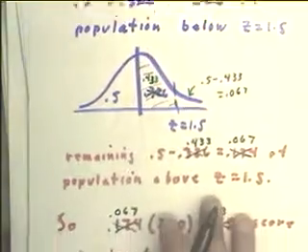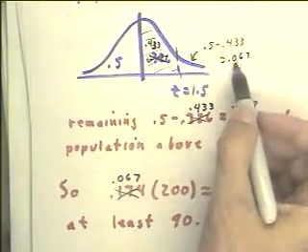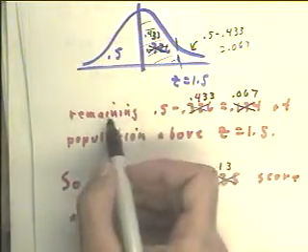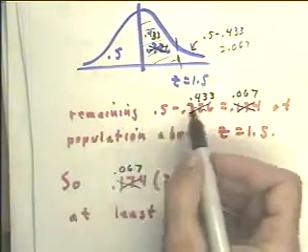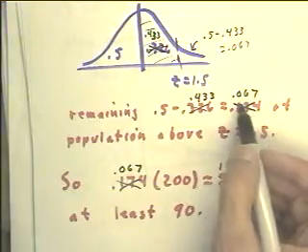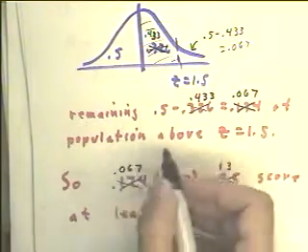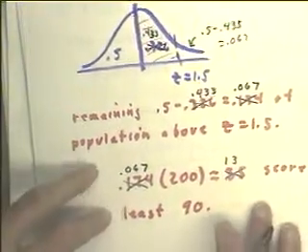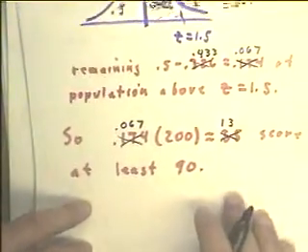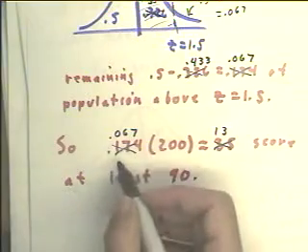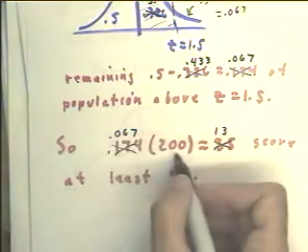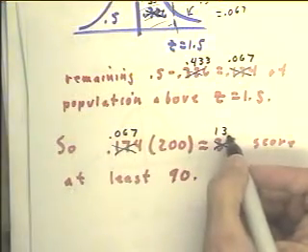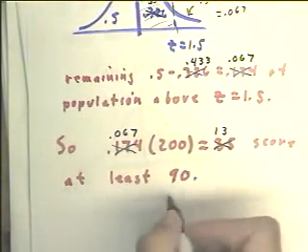equals 1.5. So above z equals 1.5 we have this 6.7% of our distribution. So we write that in words. The remaining 0.5 minus 0.433, or 0.067 of the distribution, lies above z equals 1.5. Our conclusion is that the 0.067 of our 200, or 6.7% of 200, or 13 of our individuals score at least 90.